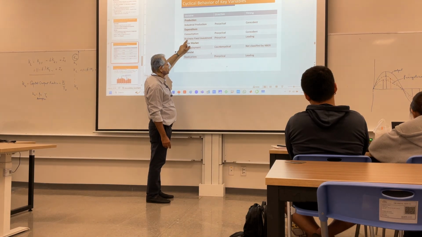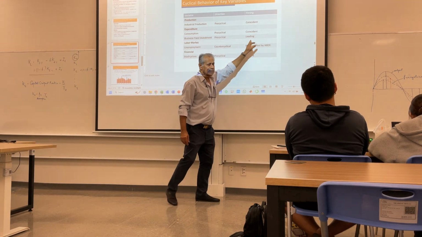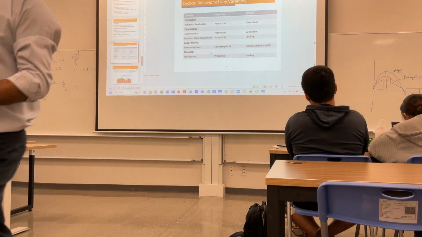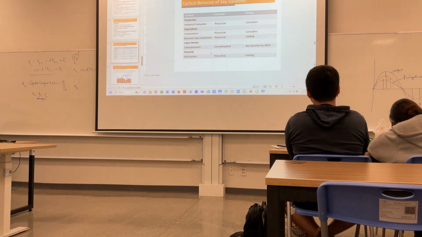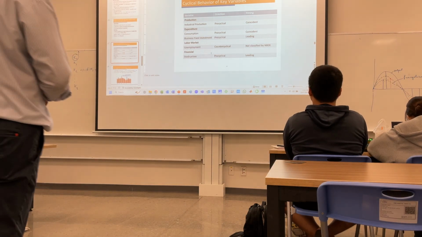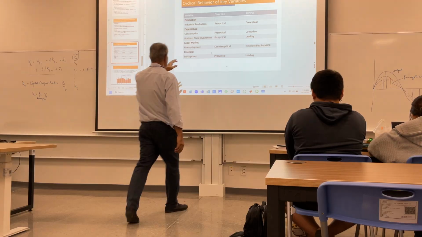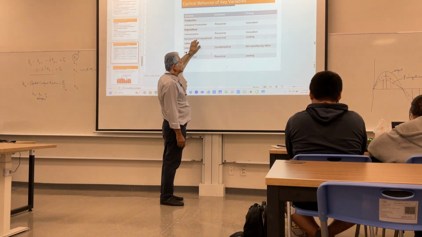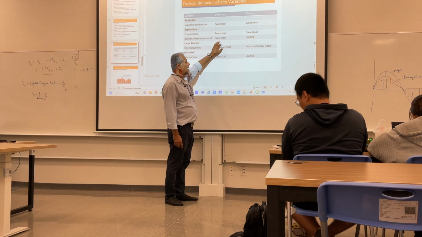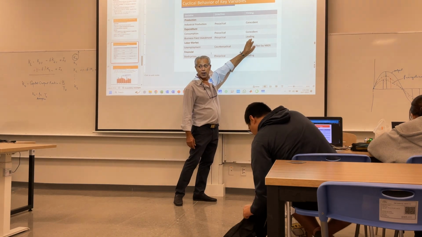Why is business fixed investment a leading indicator? Because if you want higher output, you first have to set up the machinery to produce that output. Therefore, you would expect big machinery investment to move in the same direction as output and move a little bit before.